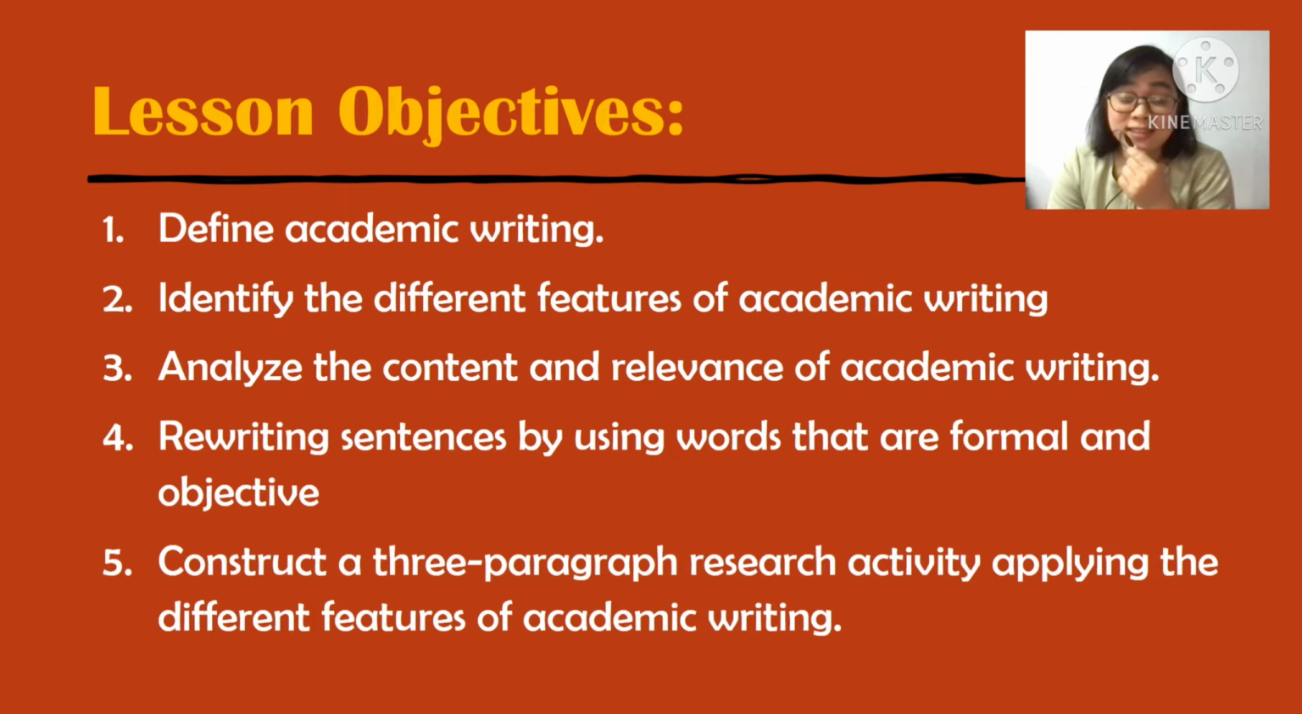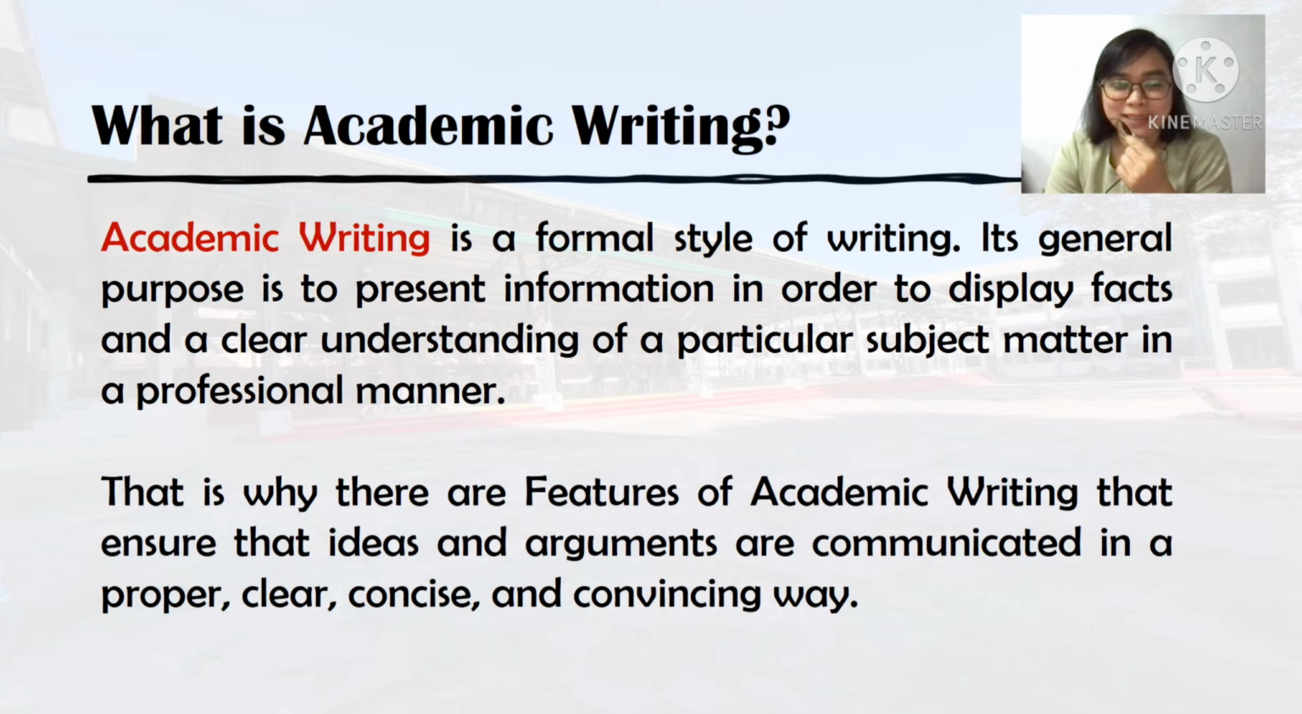Before we discuss the different features of academic writing, let's find out first what is academic writing. Academic writing is a formal style of writing. Its general purpose is to present information in order to display facts and a clear understanding of a particular subject matter in a professional manner. In order for us to make sure that our ideas and arguments are communicated well, there are different features of academic writing that ensure that it is presented in a proper, clear, concise, and convincing way.